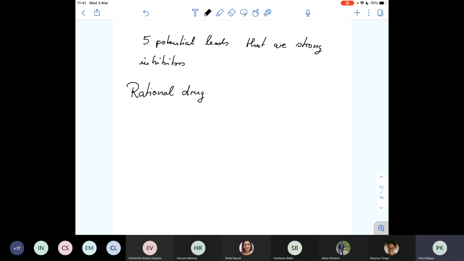Rational because we had a very good understanding of what our target will look like, and we could do everything in silico, in the computer. And now we have 5 potential leads that we think are good inhibitors. Now we need to do some experiments with them. Which one really is the best?